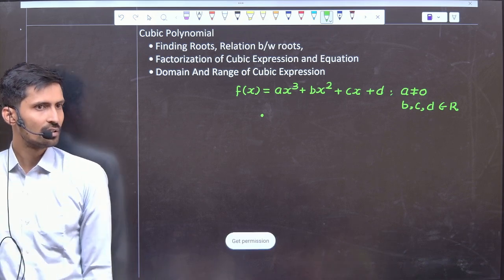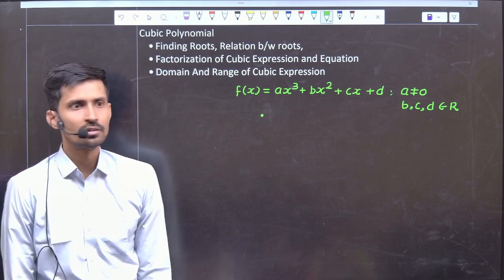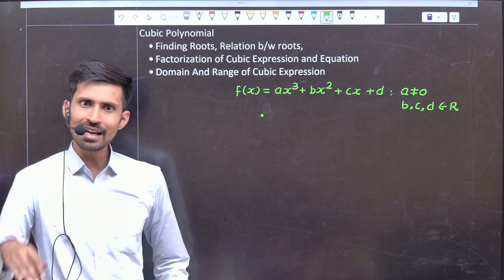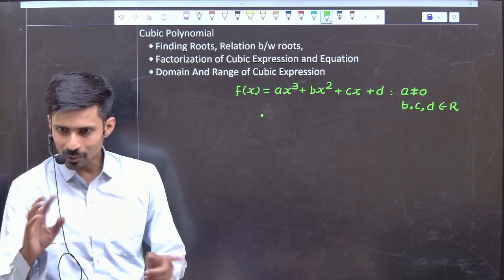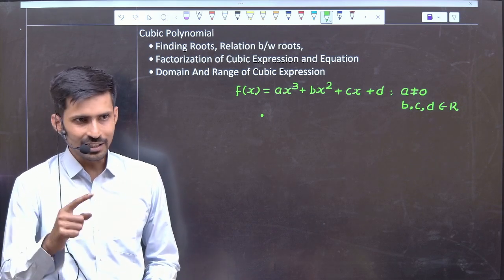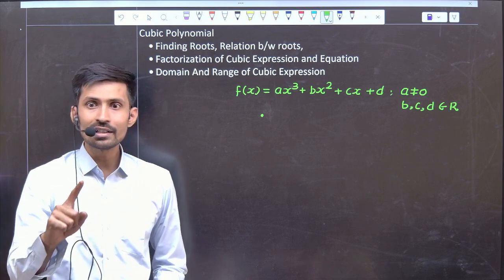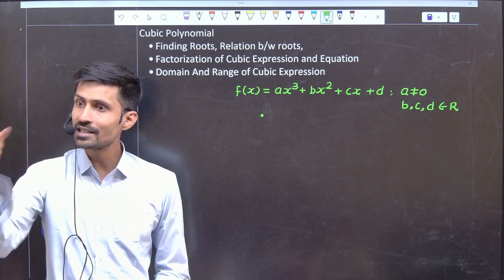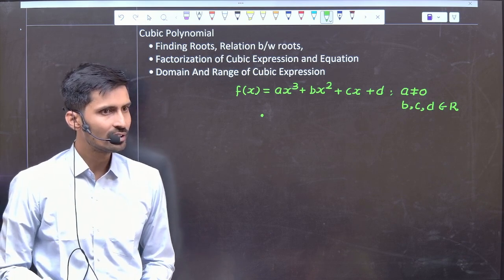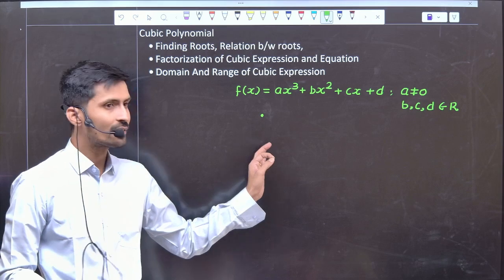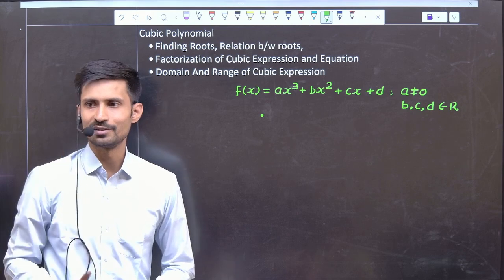If I ask how many real roots a quadratic equation has, 2 is only half correct. It can have 2 real roots, or it can have 0 real roots. So saying a quadratic will have 2 real roots is incorrect. A quadratic equation can have maximum 2 real roots, minimum 0. A cubic equation can have maximum 3 real roots, minimum 1 real root.